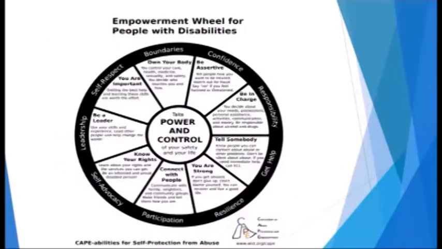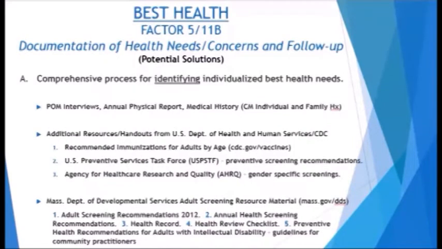People with disabilities, which this empowerment wheel for people with disabilities is an awareness and education tool designed to enhance people's abilities to self-protect from abuse. Now looking at Factor 5 and 11B. These are potential tools available to assist in identifying a person's health concerns and needs.